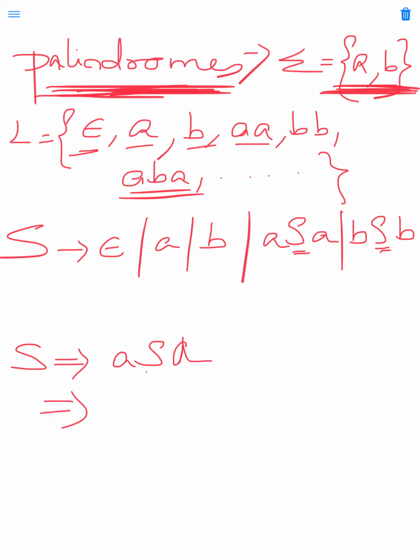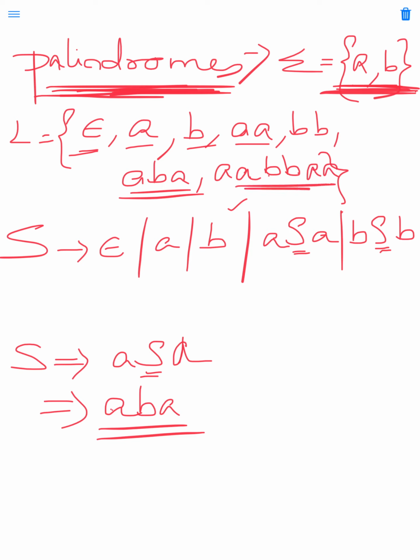Okay. Now S gives B, one production is there. So you can take A, B, A. So you also will be able to check whether you are able to derive this string also. So how can you derive it?